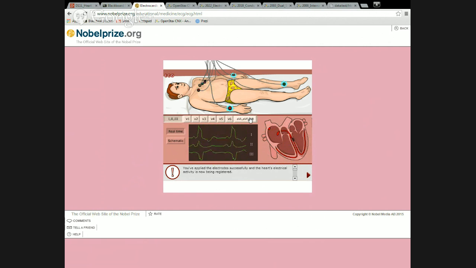Now, when you switch the schematic setup, one, it slows it down, so you're not seeing all this stuff happening at once. And you have these arrow buttons so you can control the animation. Also, you're only going to be looking at standard lead 2. Okay, so I push the button once, and we see the P waveform. And over here in the animation, we can see the SA node lit up, the internodal pathways lit up, and the atrial walls are flashing the darker color.